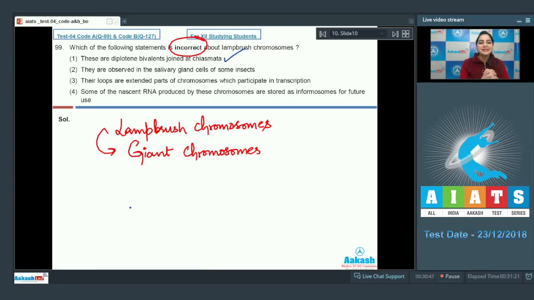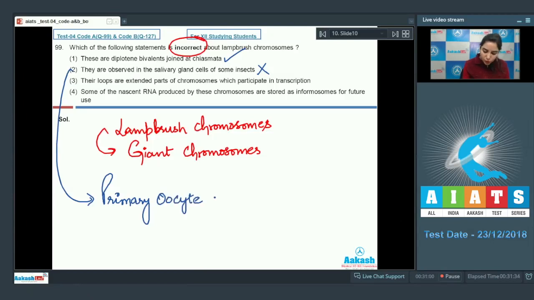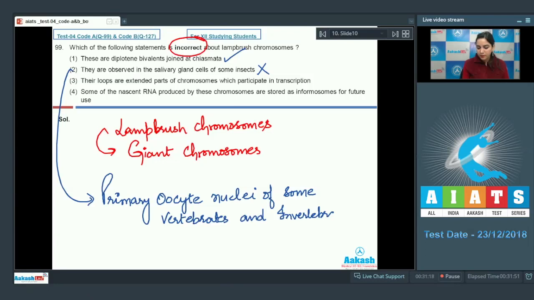They are observed in salivary glands of some insects. This is incorrect. Why, students? Because they are found in primary oocytes or oocyte nuclei of some vertebrates and invertebrates.